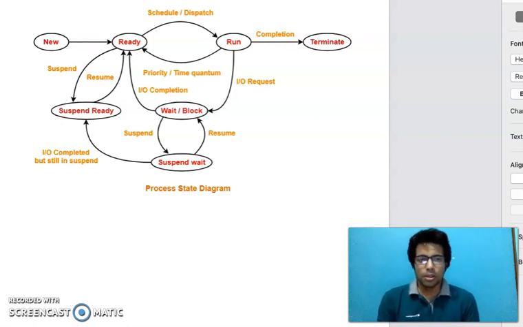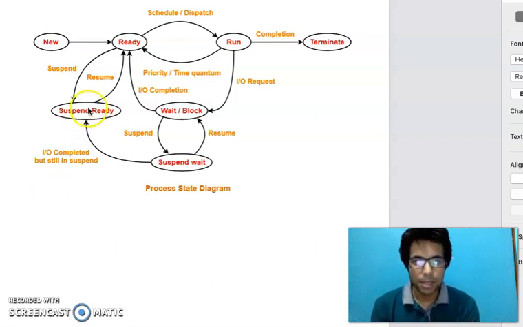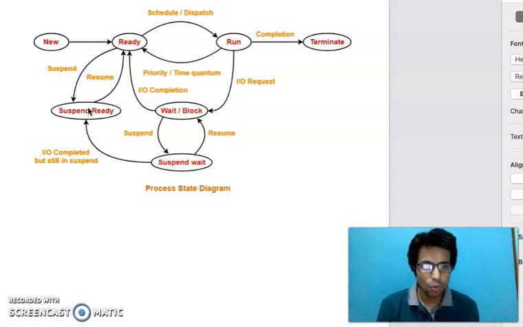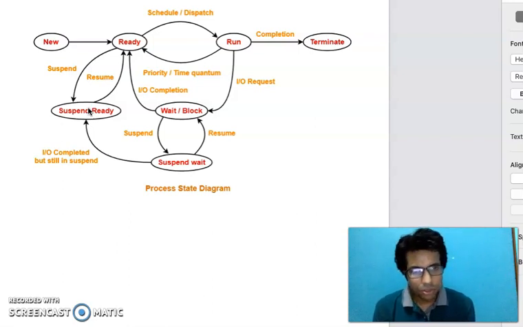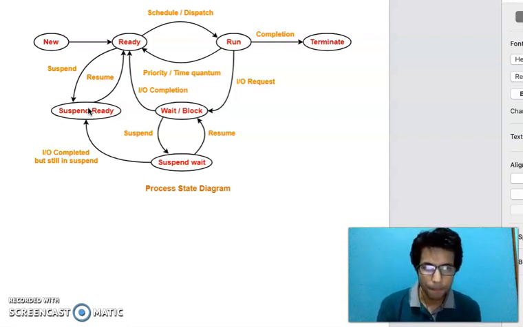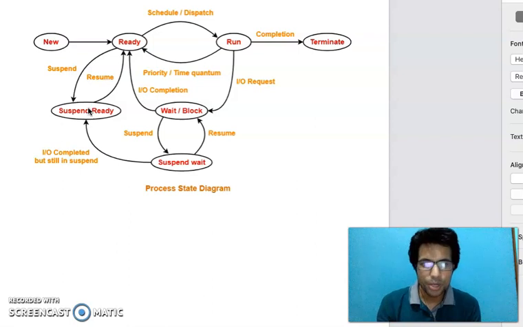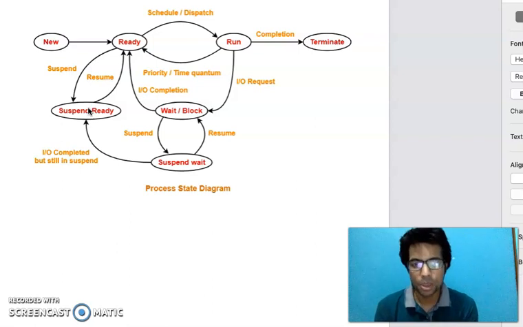Now the next state is the suspend ready state. A process that was initially in the ready state but was swapped out of main memory and placed onto external storage by the scheduler is said to be in the suspend ready state. The process will transition back to the ready state whenever it is again brought into the main memory.